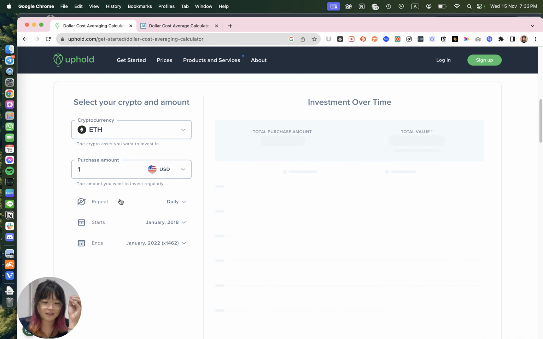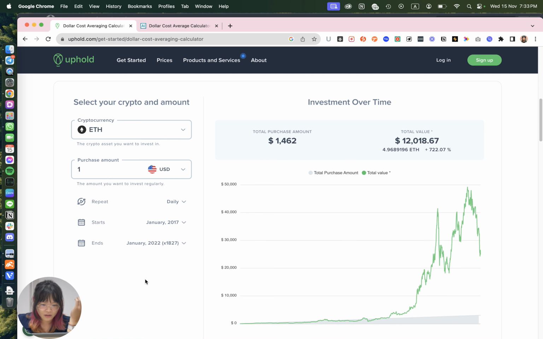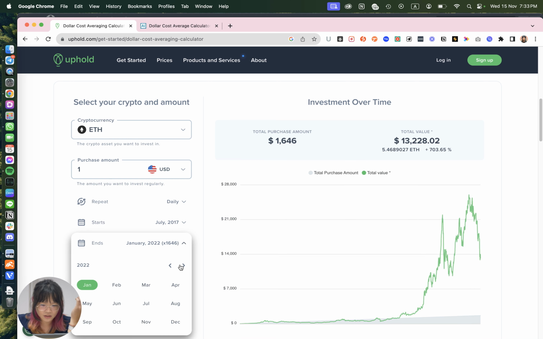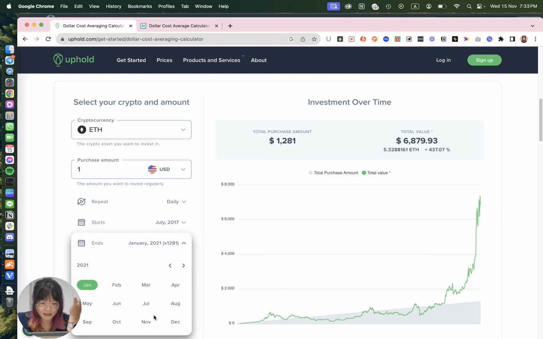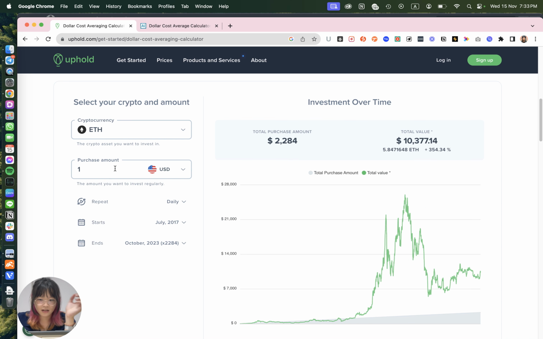So it's about 30-something dollars a month. And I started in July of 2017. Let's say today is 2023, and our latest statistics come up to, I think, October, since this is the month of November. Imagine this: if I placed one dollar on a daily basis from July 2017, if I knew about crypto, look at the amount of investment, and the value now is over $10,000. It's amazing.